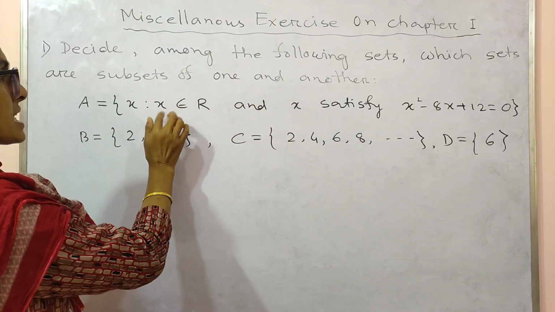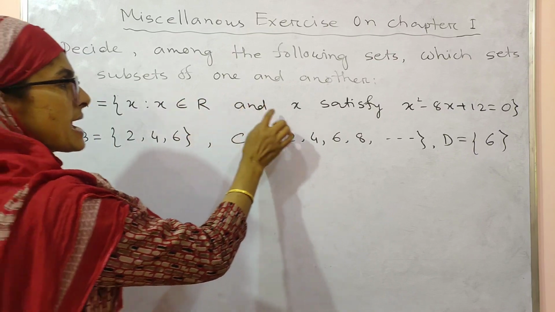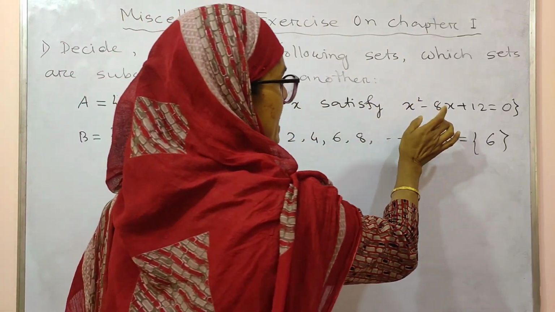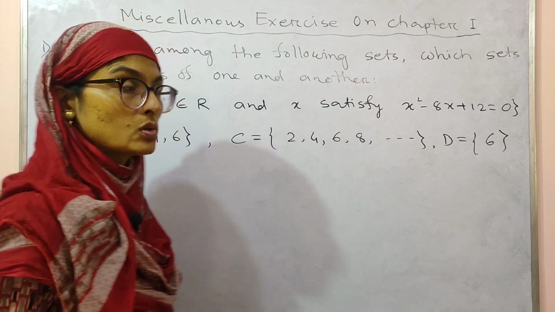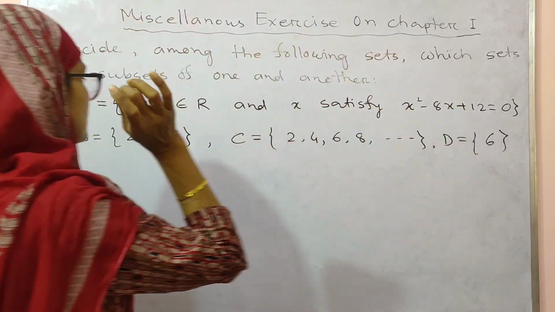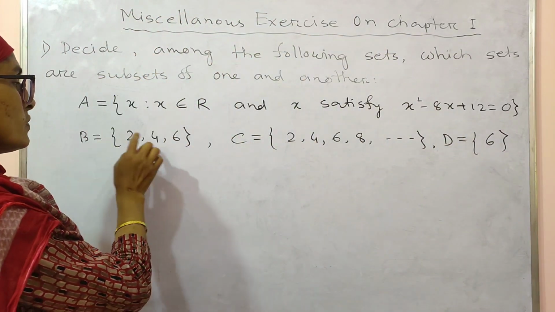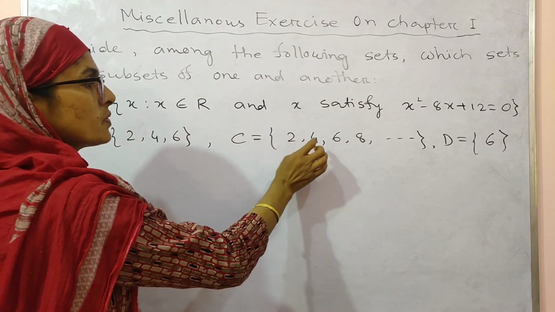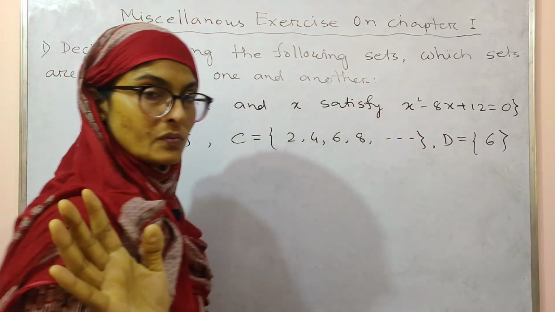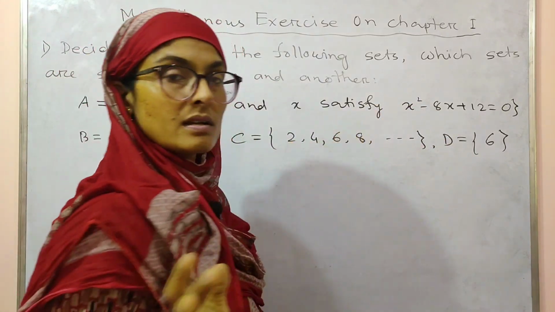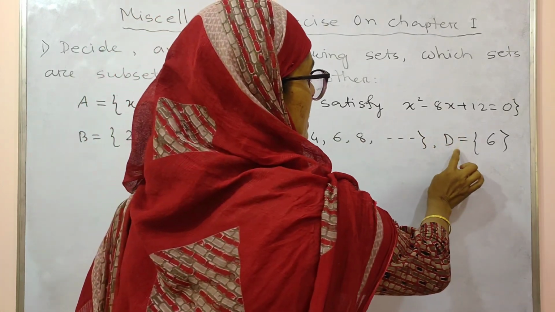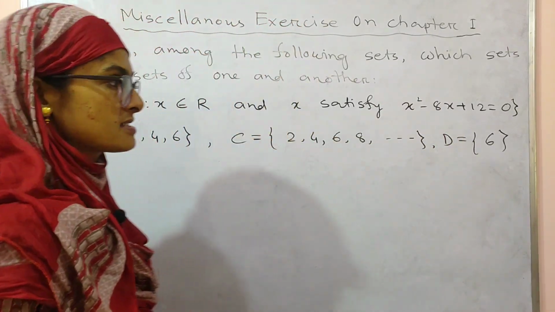A equals the set of x such that x belongs to R and x satisfies x squared minus 8x plus 12 equals 0. One equation is given here. And B equals {2, 4, 6}, C equals {2, 4, 6, ...} up to infinity, that means the set of even numbers, and D equals {6} only.